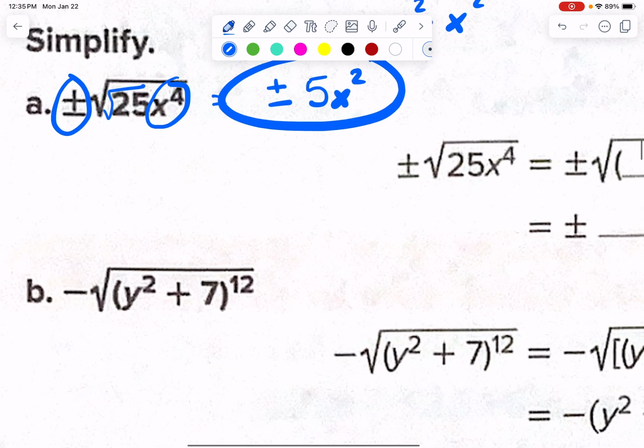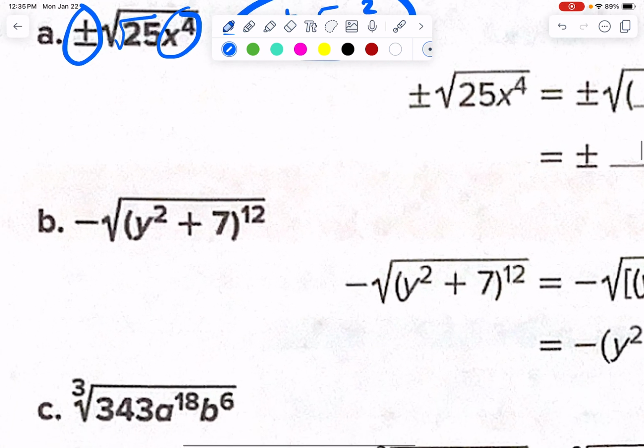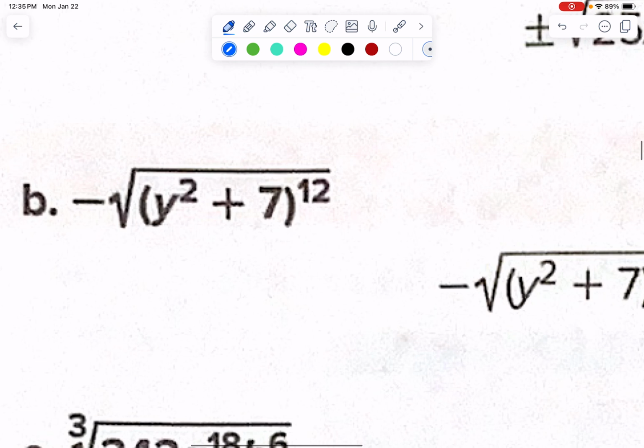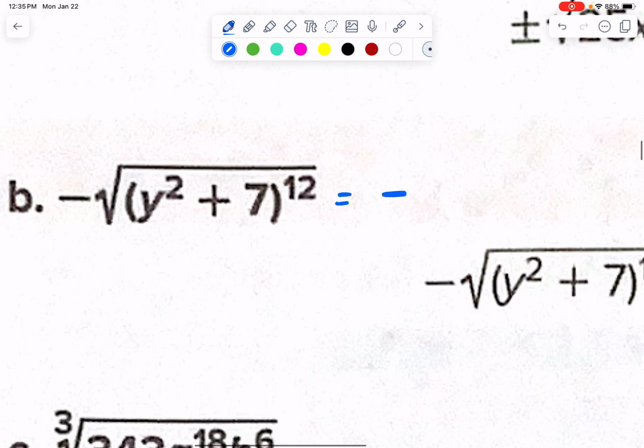Now, some people get a little bit confused when we get to part B, okay? That negative, just let him chill. He's on the outside of the square root, so don't think that's an imaginary number, because he's not inside here. He's just going to hang on the edge here. This whole thing is being taken to the 12th power.